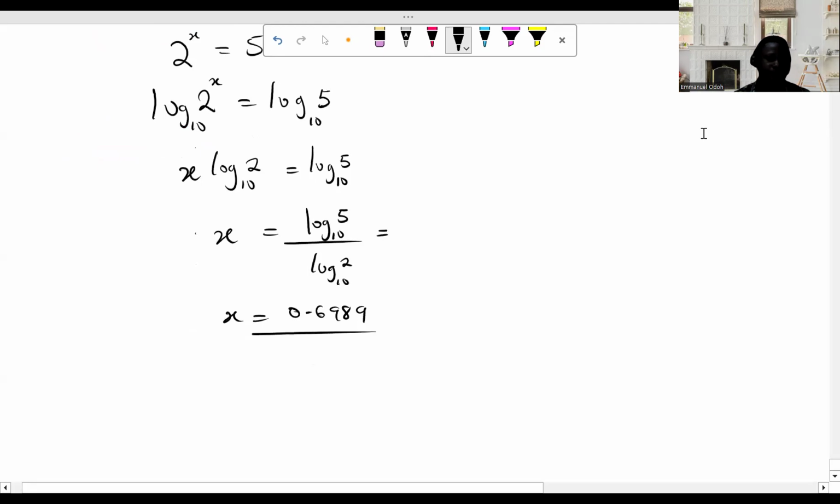So log 2 to base 10 is 0.3010. To divide that, so we should have something like, let's leave our answer to 3 decimal places. That's something like 2 point something, 2.3219. So let's say 2.322. So that's the value of x there.